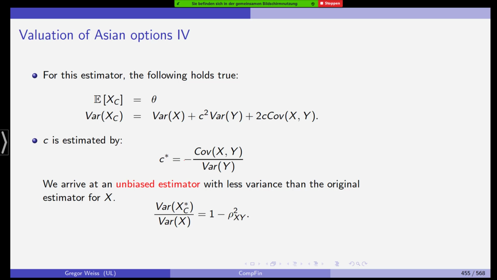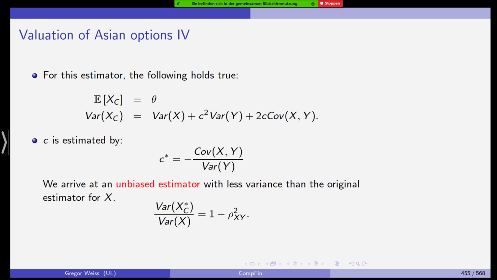And now we arrive at an unbiased estimator. It's clear from the fact that the expected value of xc is theta. And the estimator has a smaller variance than the original estimator for x. Why? If you take the variance of xc star, using c star, divided by the variance of x, it's actually given by 1 minus the squared correlation between x and y. So if you have a correlation that is non-zero, you will have a smaller variance for the controlled estimator than for x.